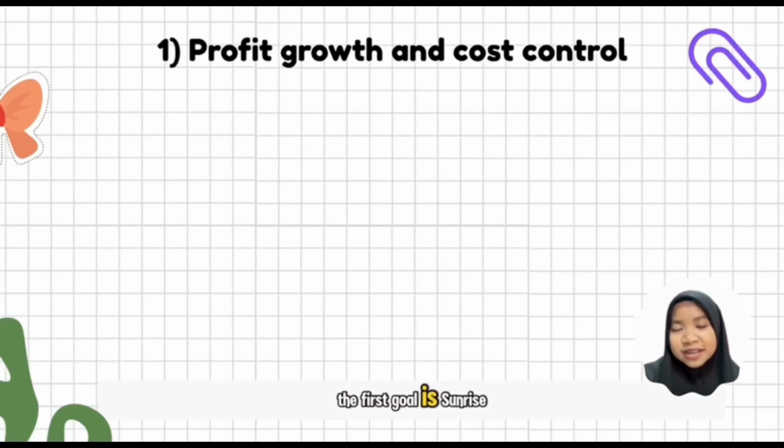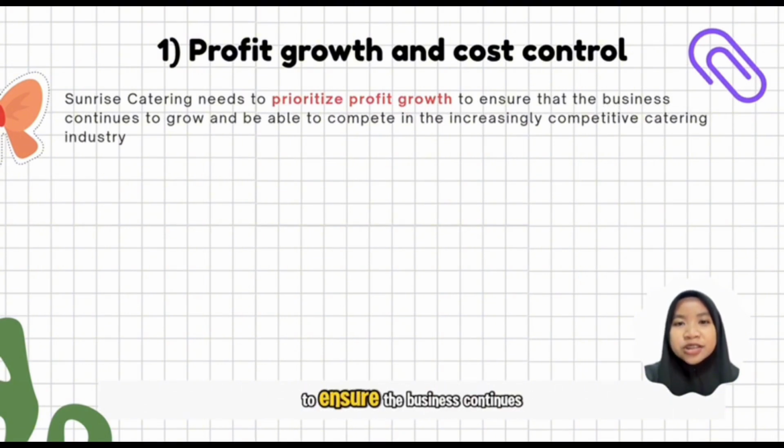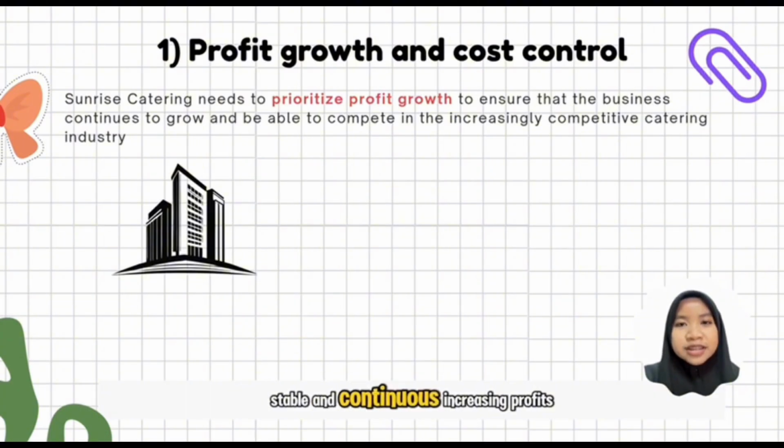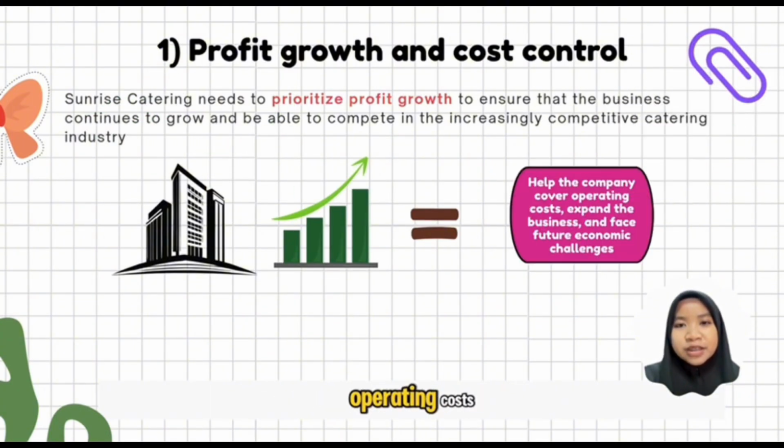The first goal is Sunrise Catering needs to prioritize profit growth to ensure the business continues to grow and be able to compete in the competitive catering industry. This is because stable and continuous increasing profits are important to help the company cover operating costs, expand the business, and face future economic challenge.